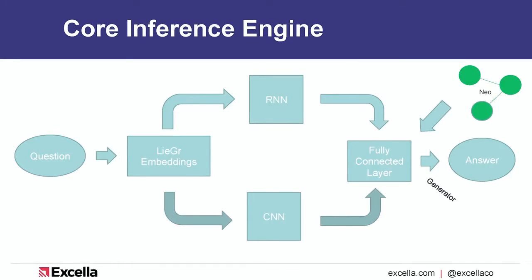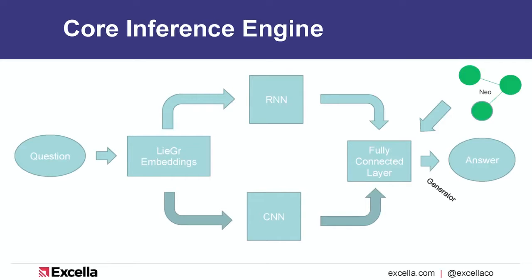This is basically our core inference engine. So if a question comes in, like I said, that complicated question that's coming in, we first embed that question. And I'll talk about embeddings in a bit, but it's a way that we can translate words into math. That gets embedded, and so now we have a representation of that question, and we send that to two parallel networks. And so these are pretty standard networks. We use a convolutional neural network and a recurrent neural network at the same time.